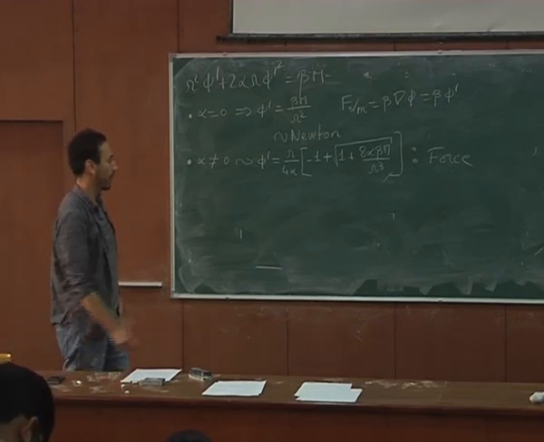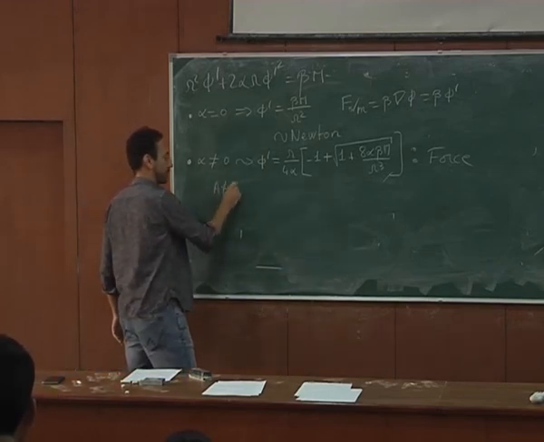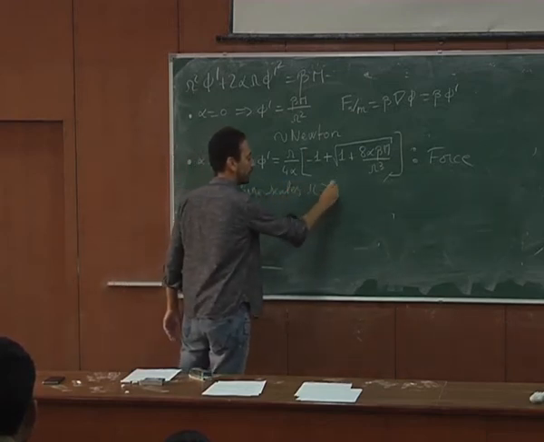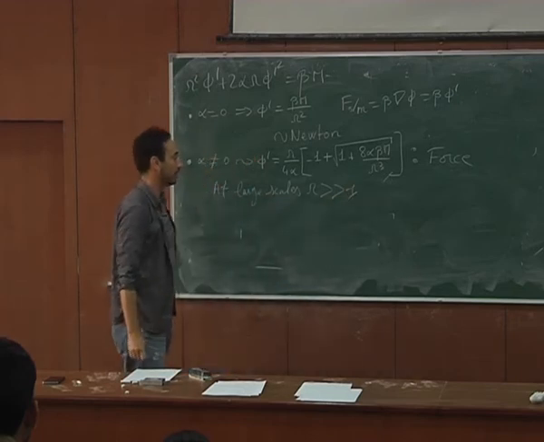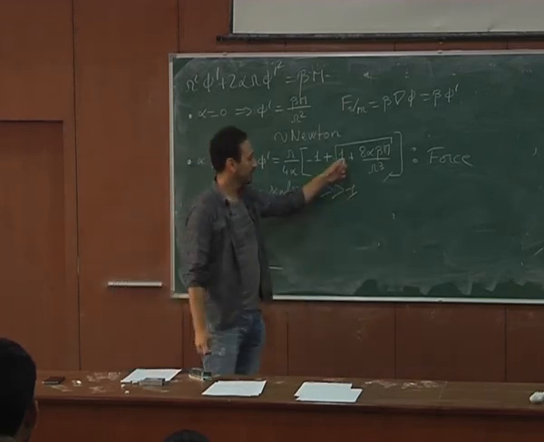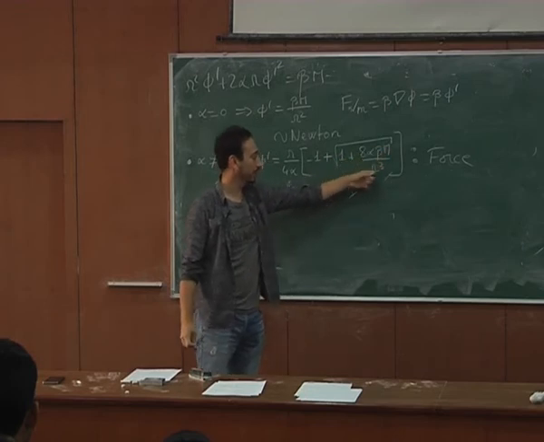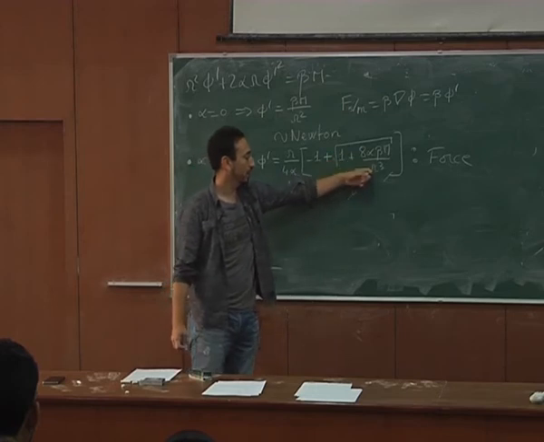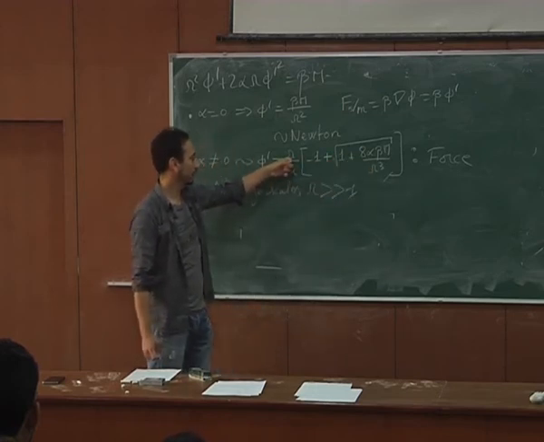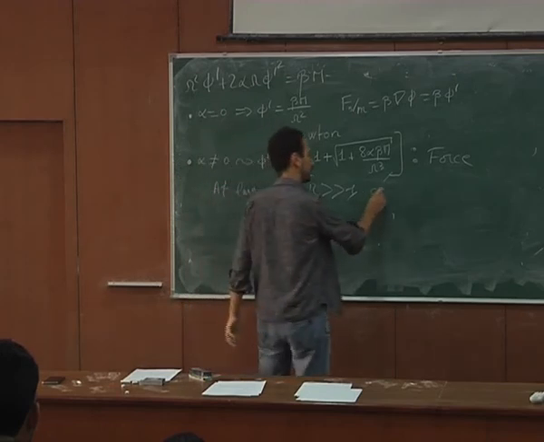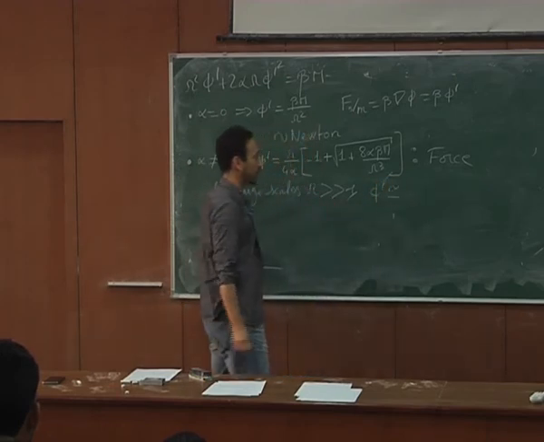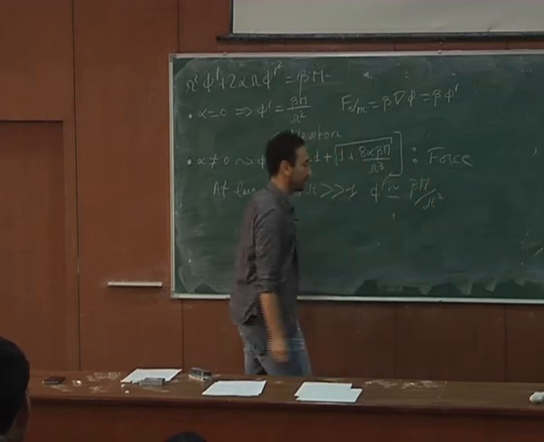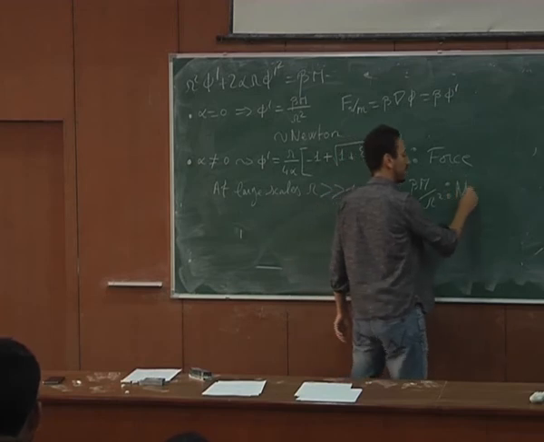So what's happening? At large scales, meaning when R is very, very large, the square root is 1 plus 4 alpha beta m over R^3. These two terms cancel each other. We have 1 over R^3, and with this R, it gives 1 over R squared. Phi prime is of the order beta m over R squared. So we have a force which is like Newton.